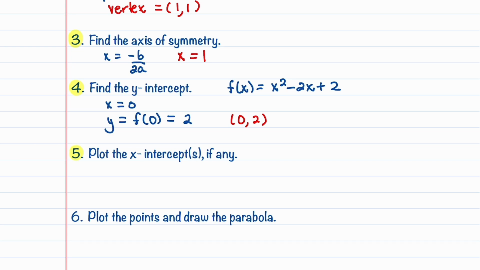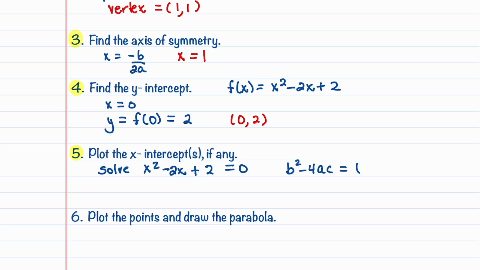Now let's find the x-intercepts. To find the x-intercepts, we are going to solve x squared minus 2x plus 2 is equal to 0. This one looks like it's going to be a little bit difficult to factor. Whenever that happens, I think it's helpful to go ahead and calculate the discriminant. I have a video on the discriminant if you need to review that. The discriminant is b squared minus 4ac. Let's see what that's equal to.